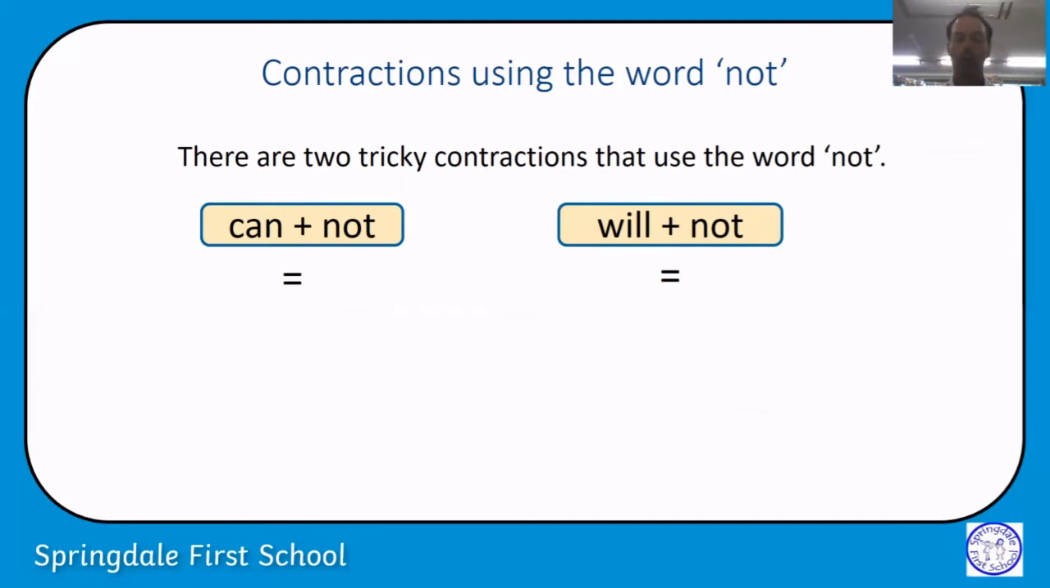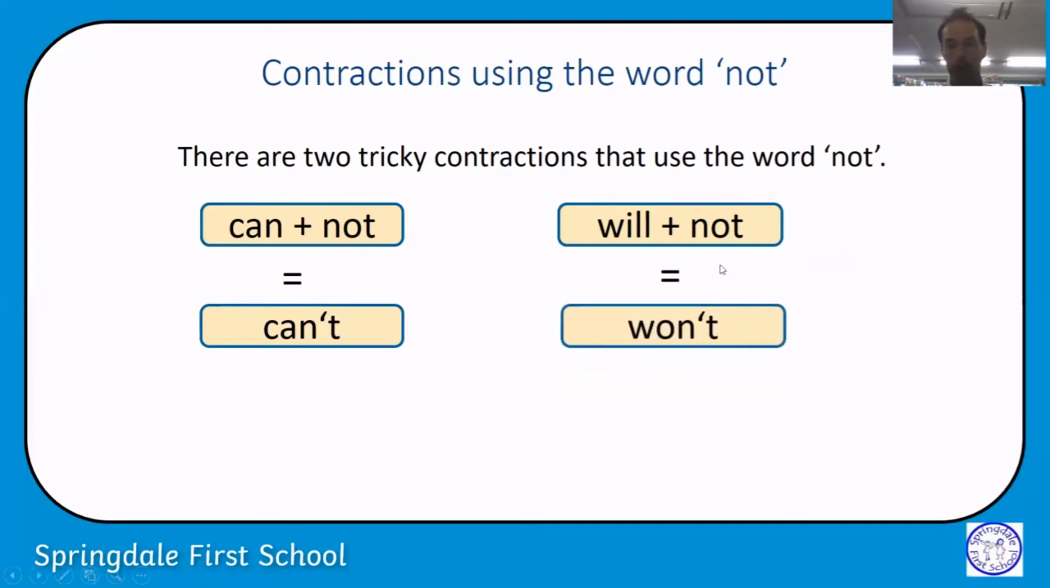They don't follow the normal rules. So can't is like this. Can you notice what's happening? Excellent. We're removing both the N and the O and replacing it with a contraction. Well done. That way we don't have 2 N's together. And will not becomes won't. It looks even more different.